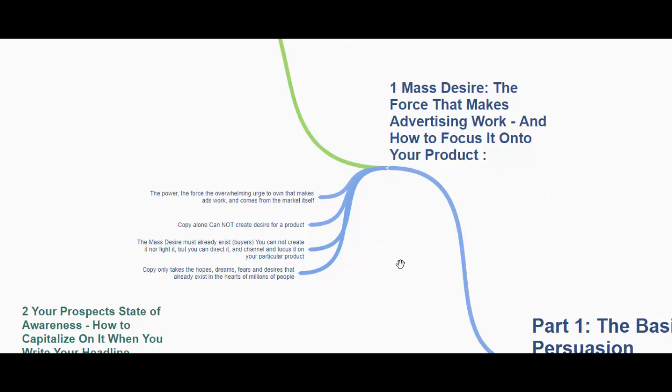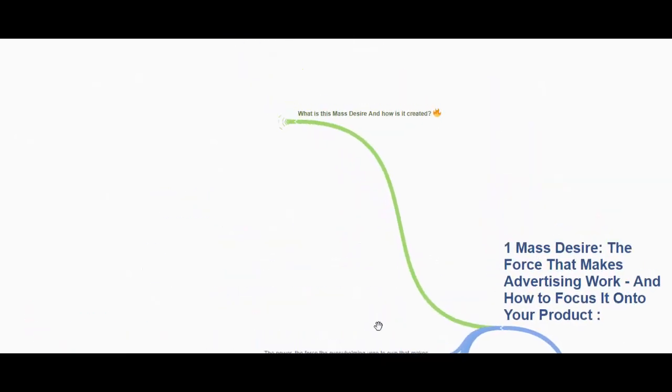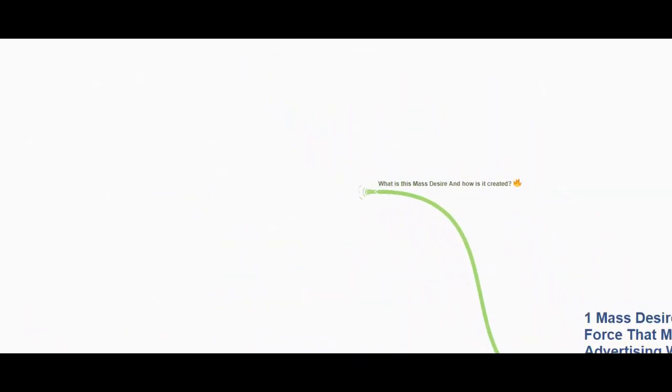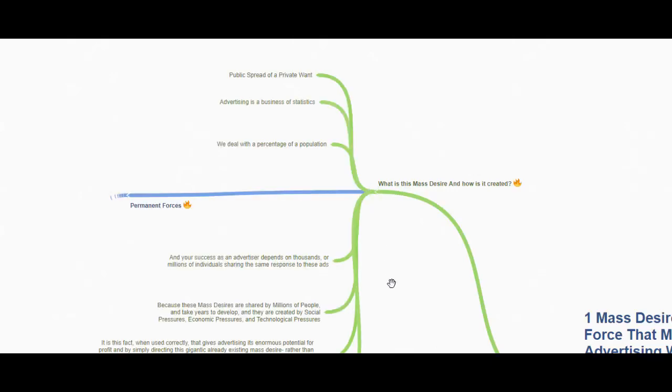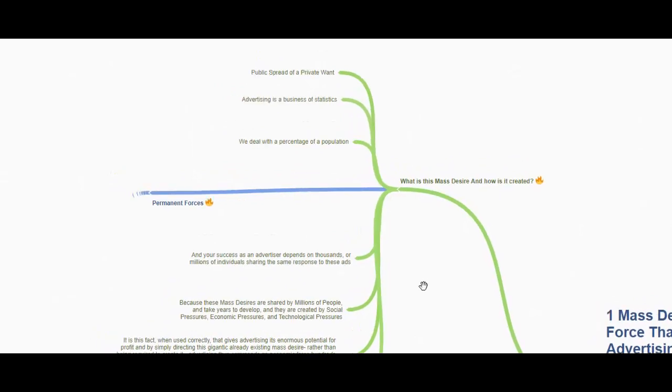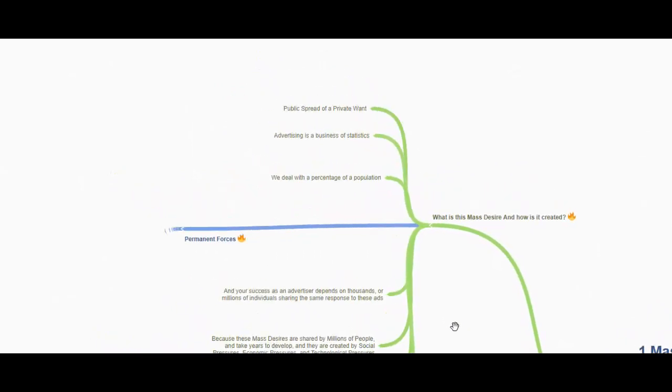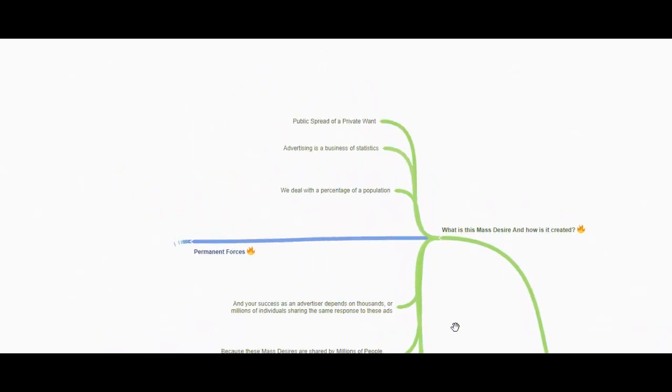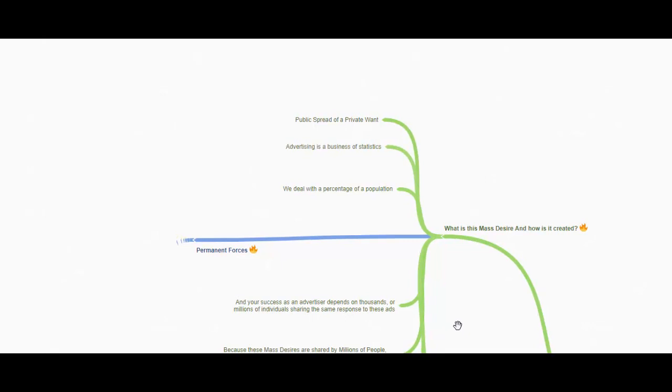Copy simply is the mechanism that takes the hopes, dreams, fears, and desires that already exist in the hearts of millions of people. So what is this force, this mass desire, and how is it created, you might be asking yourself. Mass desire is the public spread of a private want. It's advertising as a business of statistics. It's about communicating to a mass audience, and therefore you deal with a percentage of a population.